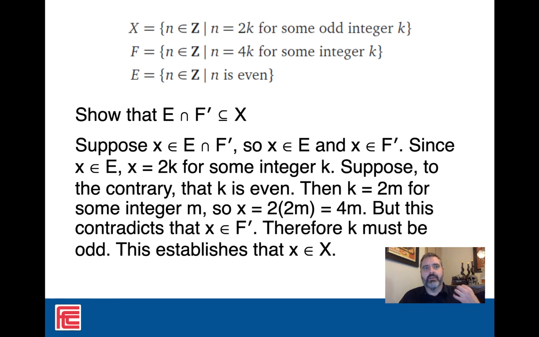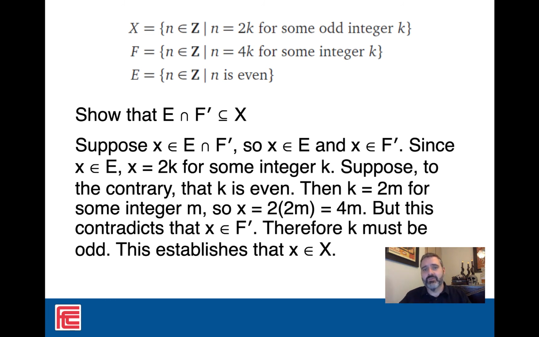So since x is an element of E, we can say that x equals 2k for some integer k, definition of even. So suppose to the contrary that k is even. Because remember, for it to be in X, then it has to be for an odd integer, and we're trying to prove that it would be in X. So if we assume that k is even and not odd, then k would be 2m for some integer m, because it's even. So we can define anything even as 2m.